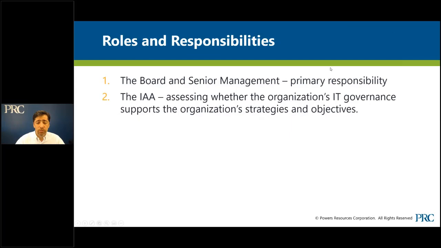So the roles and responsibilities, and here we're talking about the roles and responsibilities with respect to any process within the organization. Any process within the organization falls under the roof of the organization. It is ultimately the responsibility of the board and senior management. So the primary responsibility is the board and senior management for IT governance. The role of the internal audit, internal assurance or internal audit activity would be assessing whether the organization's IT governance supports the organization's strategies and objectives. So assessing and probably providing assurance services and probably providing consultancy services.